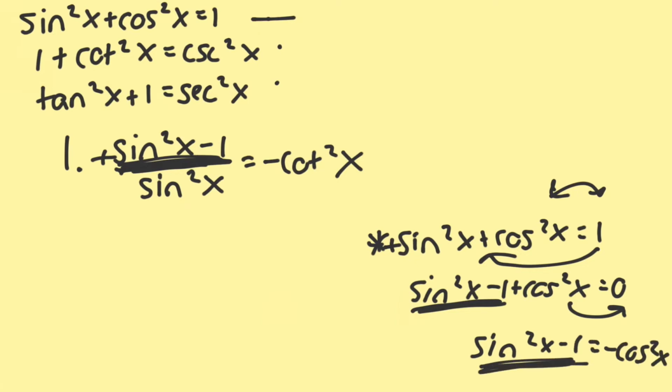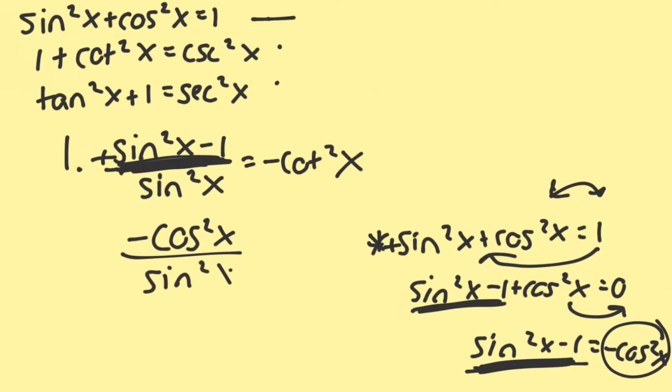Now we have something that matches, and we can substitute negative cosine squared x inside instead, negative cosine squared x instead of everything that we just underlined, because that's what it equals, over sine squared x. Cosine over sine is cotangent, and they're squared, so cotangent squared x, and there was a negative, so negative cotangent squared x.